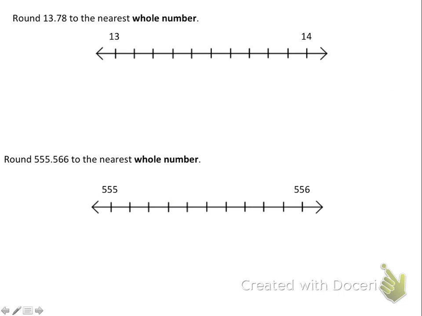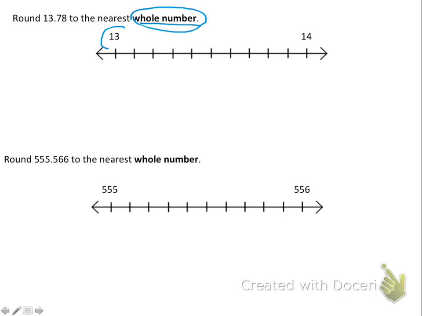Okay, let's talk about rounding. Here it says round 13 and 78 hundredths to the nearest whole number. When it says "to the nearest", that's what's telling you which place value you need to round to. In this case, it says to the whole number, which means I want to get rid of these decimal places. To do that, I'm going to look at my number line.